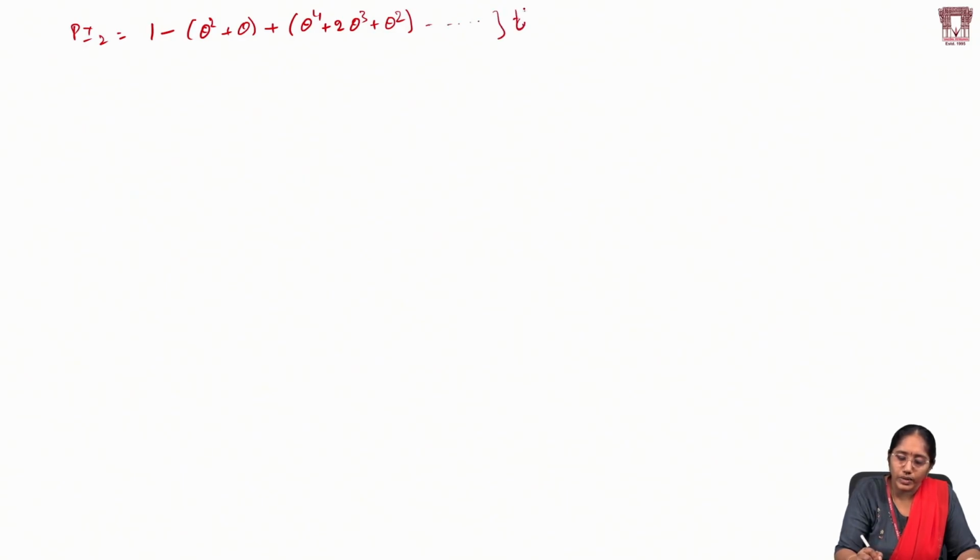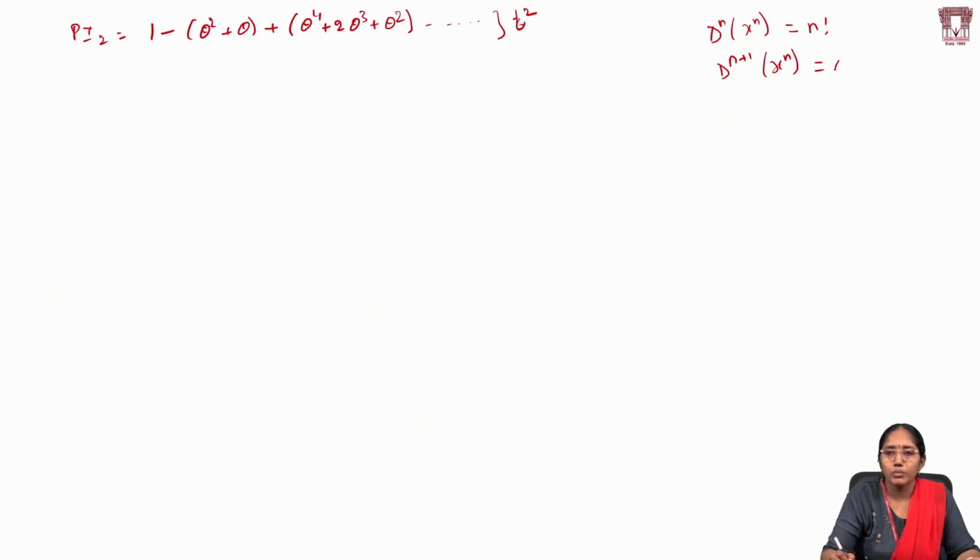Here the nth derivative of an nth degree polynomial is n factorial. The n plus 1th derivative of an nth degree polynomial is 0. So based on this, we will consider only up to the second derivative, because t square is a second degree polynomial. So we are considering up to theta square. Theta is nothing but the derivative with respect to t.